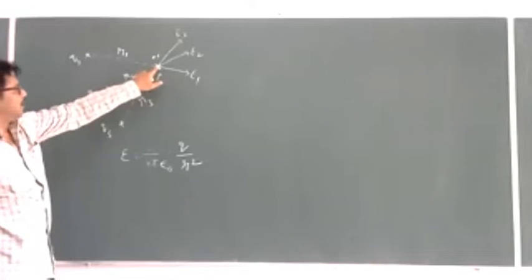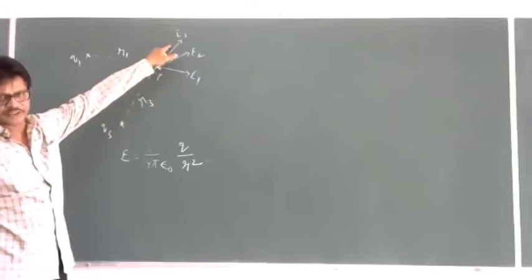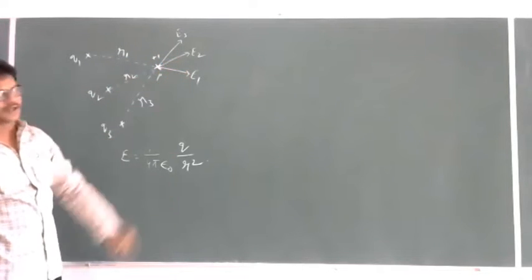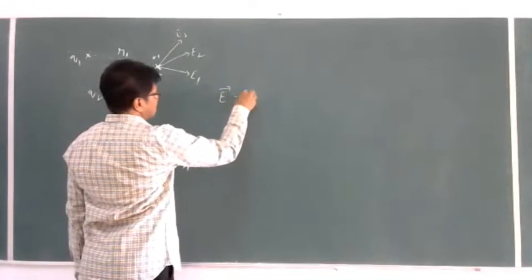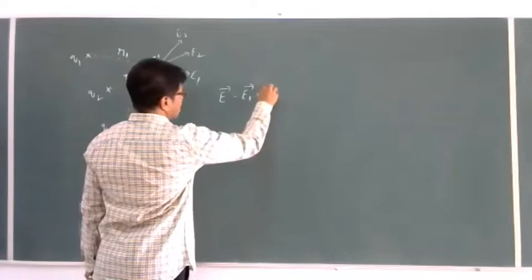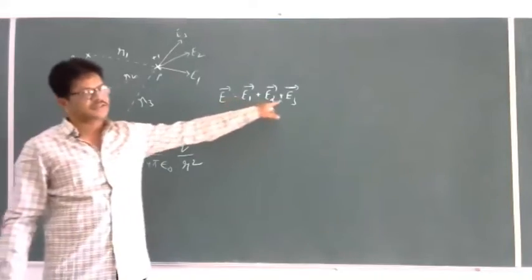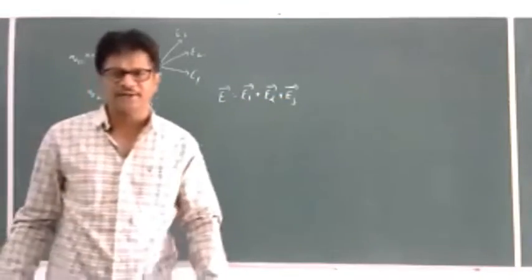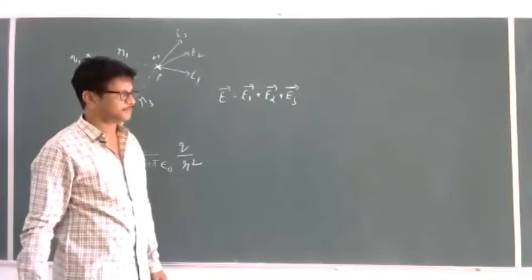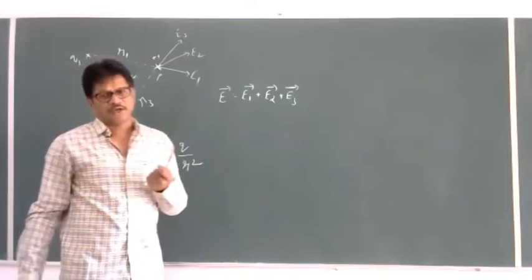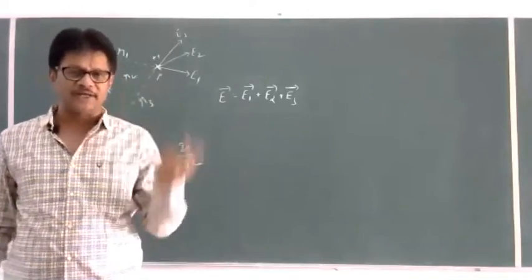Then at P, how many electric fields are acting? Three electric fields are acting, E1, E2, E3. As we know, electric field is a vector quantity, so the resultant electric field E bar is equal to E1 bar plus E2 bar plus E3 bar. Like that, we can go with the laws of vector addition in order to find the resultant electric intensity. The formulas we derived in the case of force, the same formulas we can implement here also.